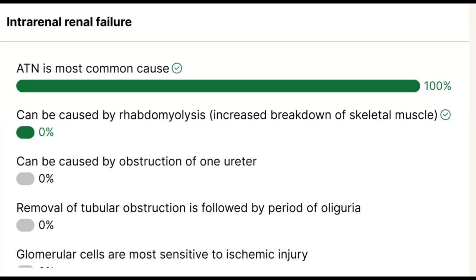Removal of tubular obstruction is followed by a period of oliguria. That is, the opposite is true: once you remove the obstruction, it causes a period of polyuria, because during the obstruction there is death of the tubular cells, and as mentioned before, tubular dysfunction leads to polyuria. As these cells regenerate, the newly produced cells are sort of immature in their functions, and therefore there's somewhat of a tubular dysfunction after the recovery. So it is a polyuric period. And glomerular cells are not the most sensitive to ischemic injury in the kidney, but rather it is the tubular cells. And that is why we have a tubular dysfunction when there's an obstruction.